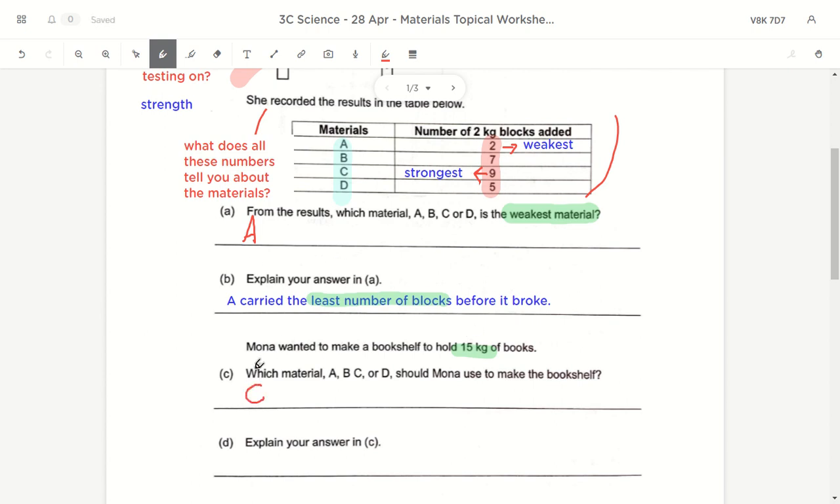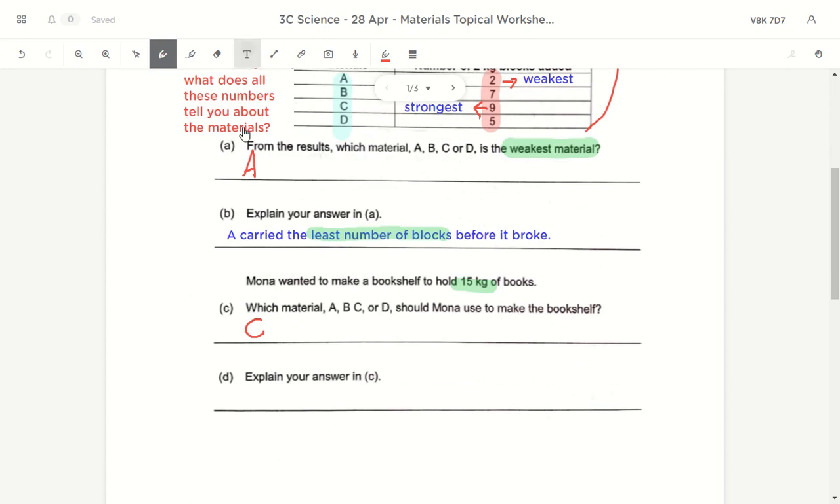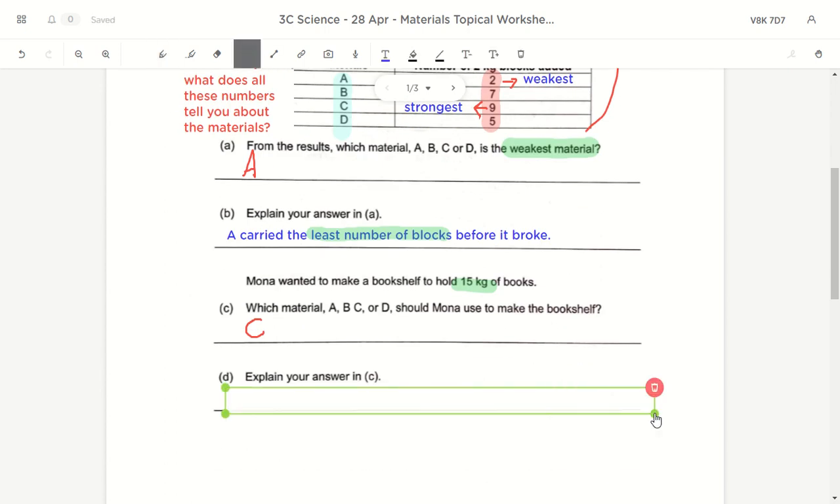Okay, so why is the answer C? Let's explain. There are two ways of explaining, and I'm just going to show you one way. Why is it C? Because C is the strongest. Again, I show comparison. C is the strongest material. Okay, so you need to tell me that it is the strongest material, and don't just tell me how much it can hold and stuff.